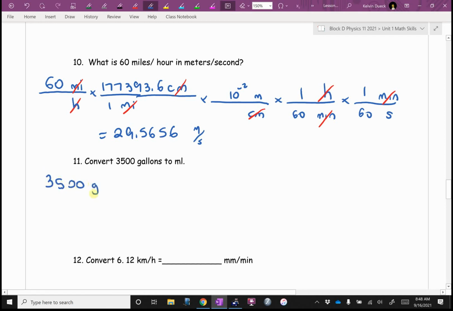I think the proper abbreviation for gallons is G. Oh, by the way, why can't I use, come here, Mr. Duke, why can't I use that as my abbreviation for gallons? It's already grams. I mentioned we don't have enough letters.